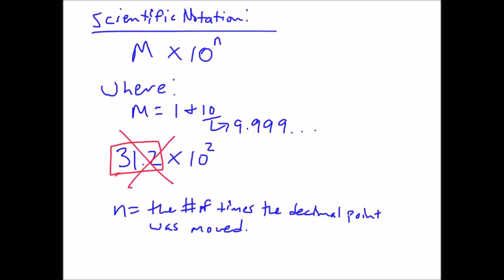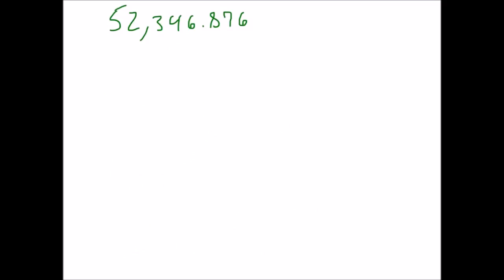N is positive when the original number is greater than 1. So n is positive if m is greater than 1, and n is negative if m is less than 1. And that m, I'm talking about the original number. So let's look at an example. Let's write this number in scientific notation.